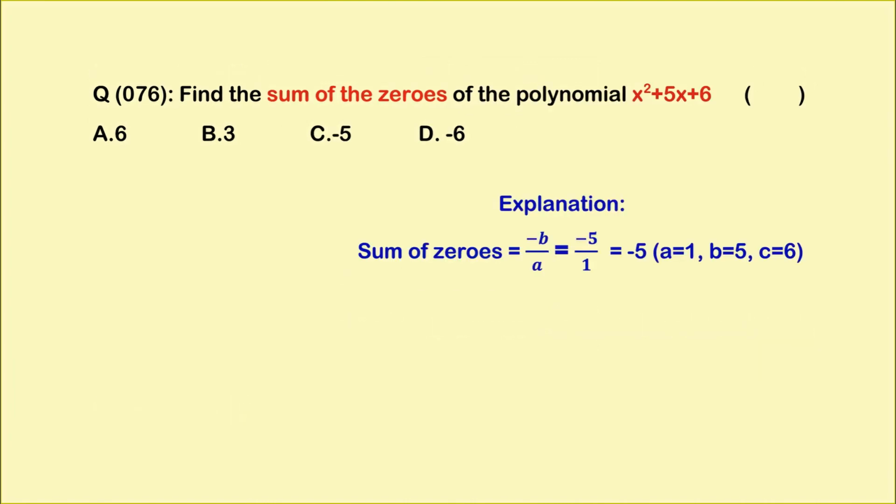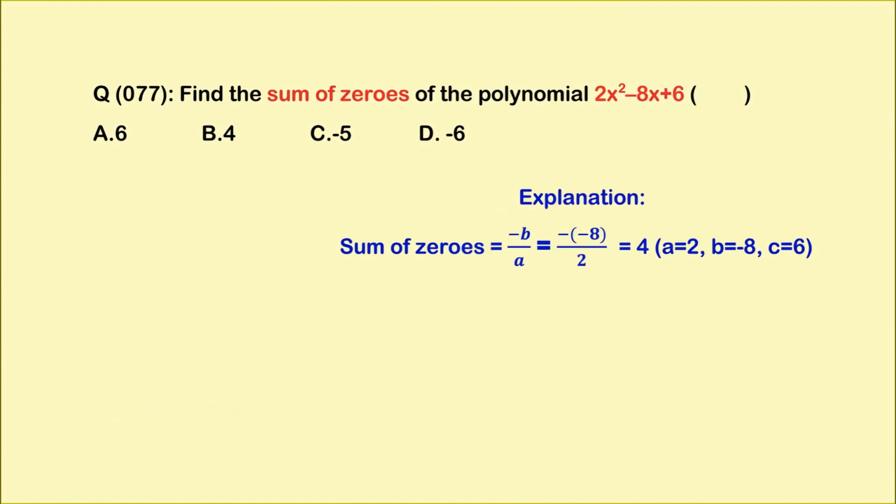Question number 76. Find the sum of the zeros of the polynomial x square plus 5x plus 6. If you compare with the standard form of equation ax square plus bx plus c, the value of a is equal to 1, the value of b is 5, the value of c is 6. We know that the formula for sum of the zeros is minus b by a. If you put the value of b and a, we will get minus 5 by 1, that is equal to minus 5. So the right answer is C.